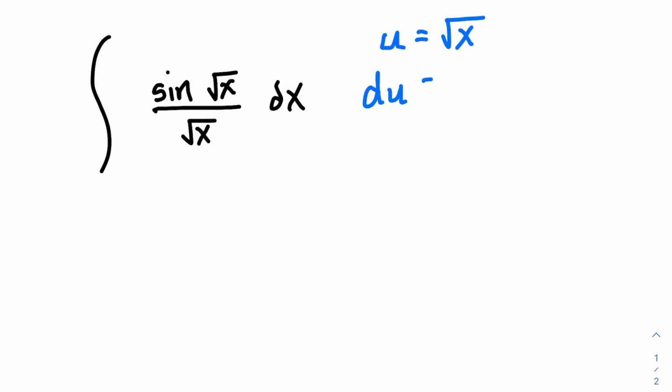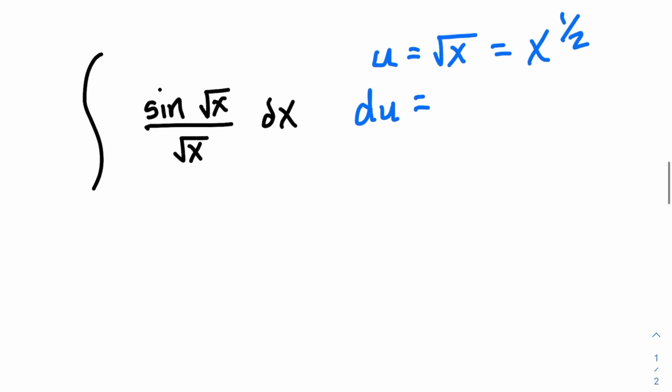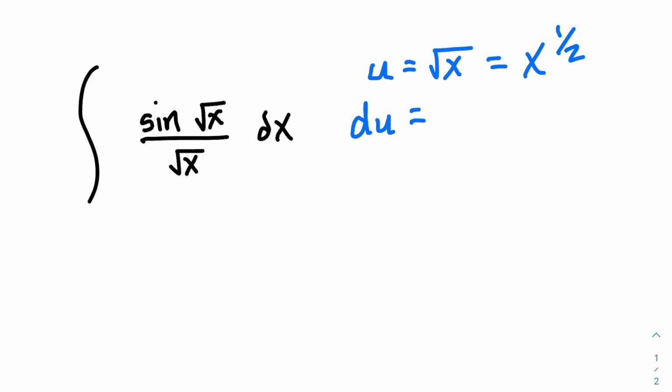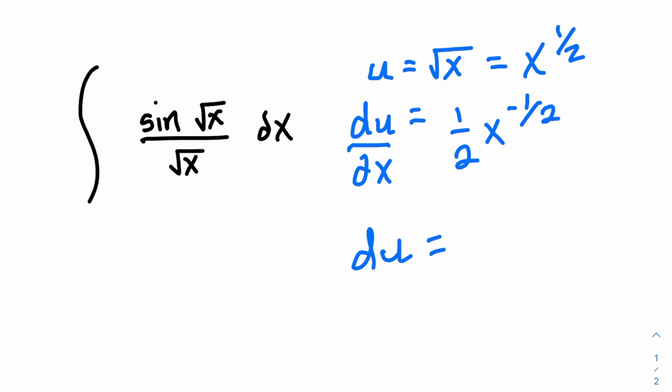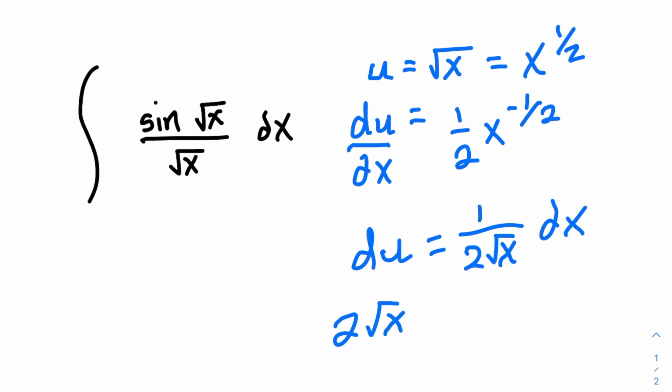And for du, it's a good habit to get into, if you're going to have to derive or integrate, to get used to writing out your roots in fraction exponent form. So here, our du dx value will be 1/2 times x to the negative 1/2. And if we do some rearranging here, we'll have du equals 1 over 2 root x dx, and that means dx will be 2 root x du.